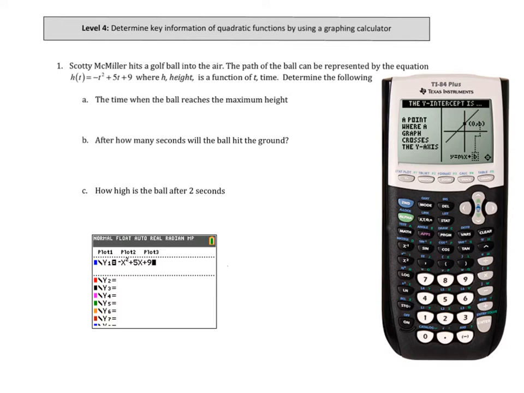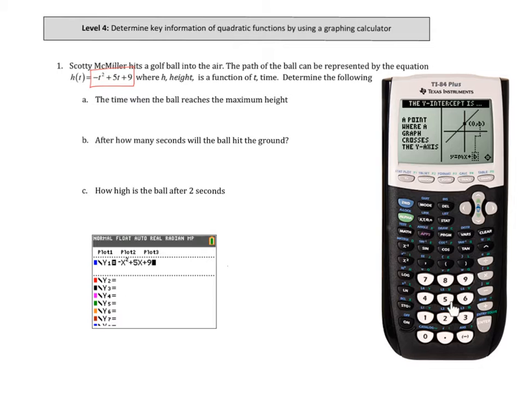So this equation up here at the top, use x's instead of t's. And you will find the x button right next to alpha. So I'm pointing at it with my little pointer. It says xt theta n. That will give you the x.